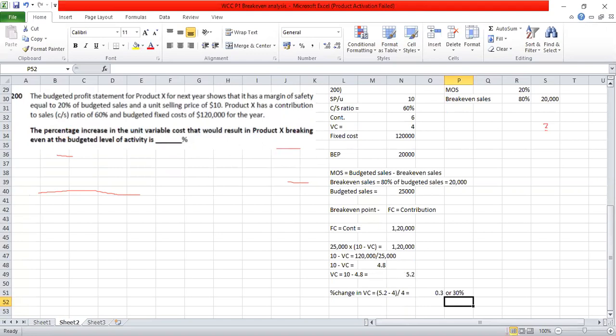Then the next part says, what is the percentage change in variable cost? Earlier variable cost is 4, now variable cost is 5.2. So the percentage change in variable cost is 30%.